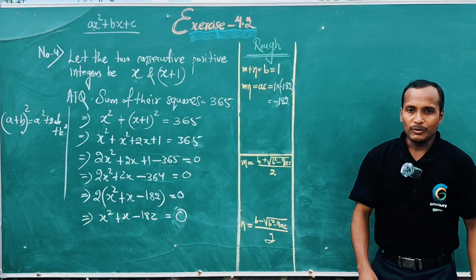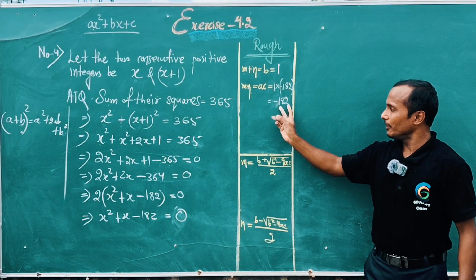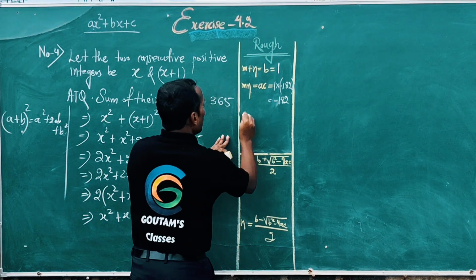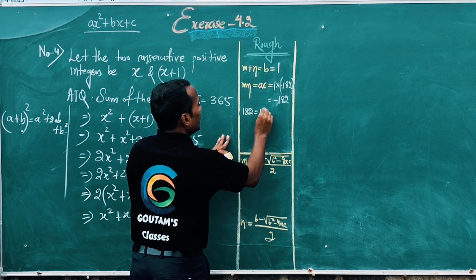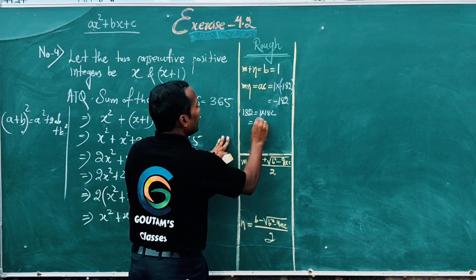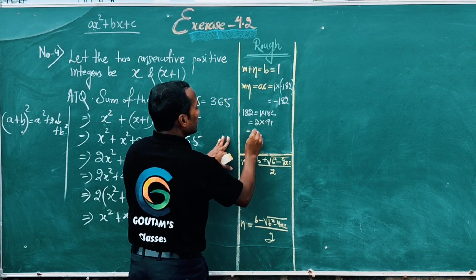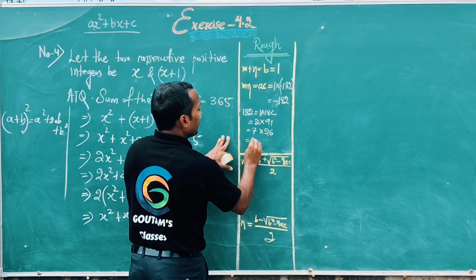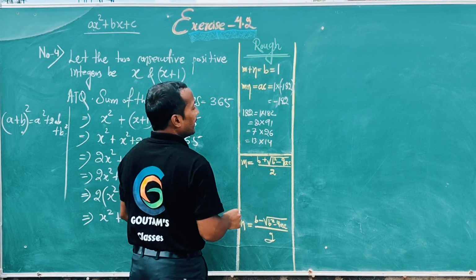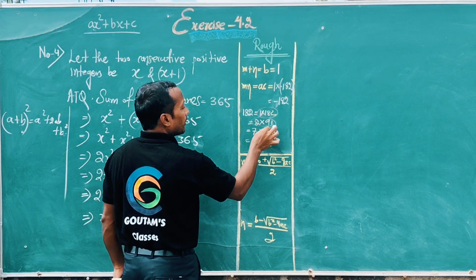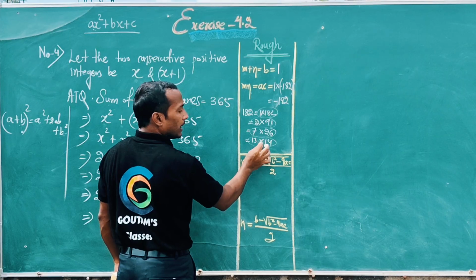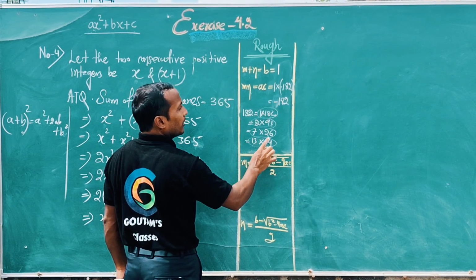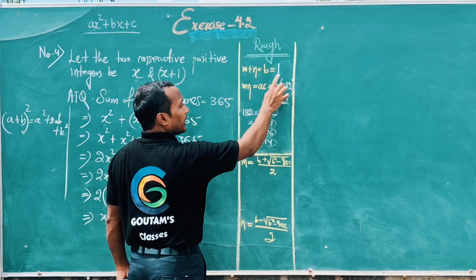It is similar to question number 1 now. At that time also we were dealing with the same product 182, and you saw what we had. 182 can be written as 1 into 182, 2 into 91, 7 into 26, and also 13 into 14. Now dealing with each pair, you can find that 13 and 14 is the pair.